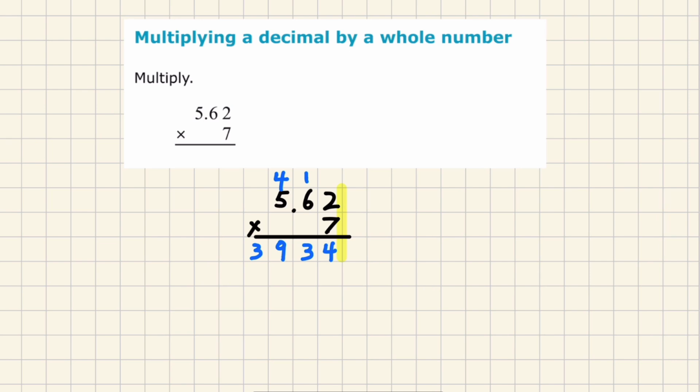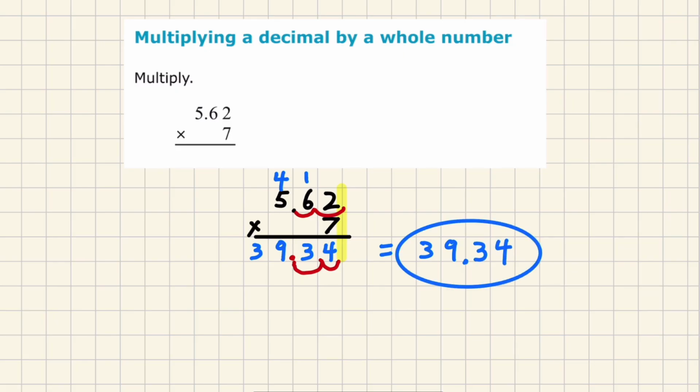And lastly, we count up all of the decimal places. So here's 1, 2. We have a total of 2 decimal places. So our decimal needs to move 2 places to the left. 1, 2. So the result of this multiplication is 39 with the decimal behind the 9, 0.34. This is our solution.